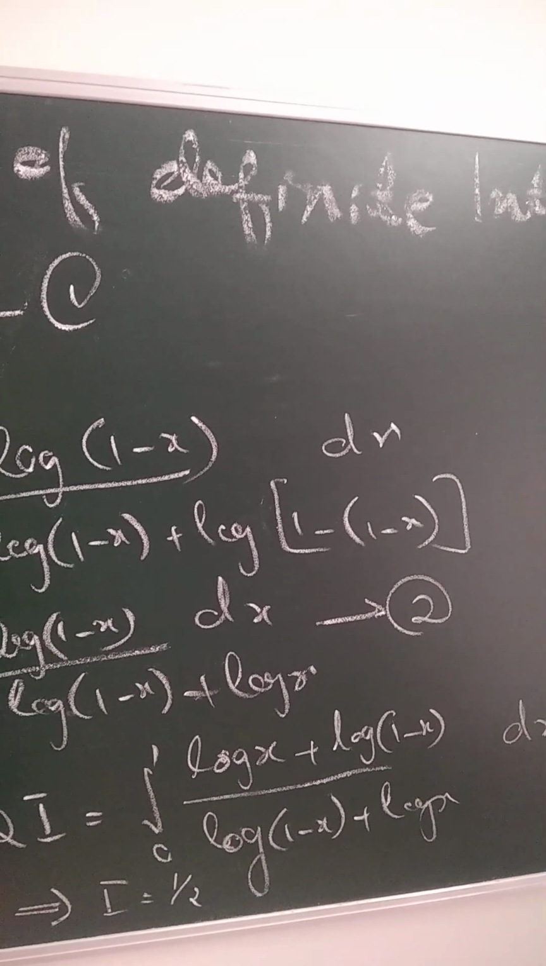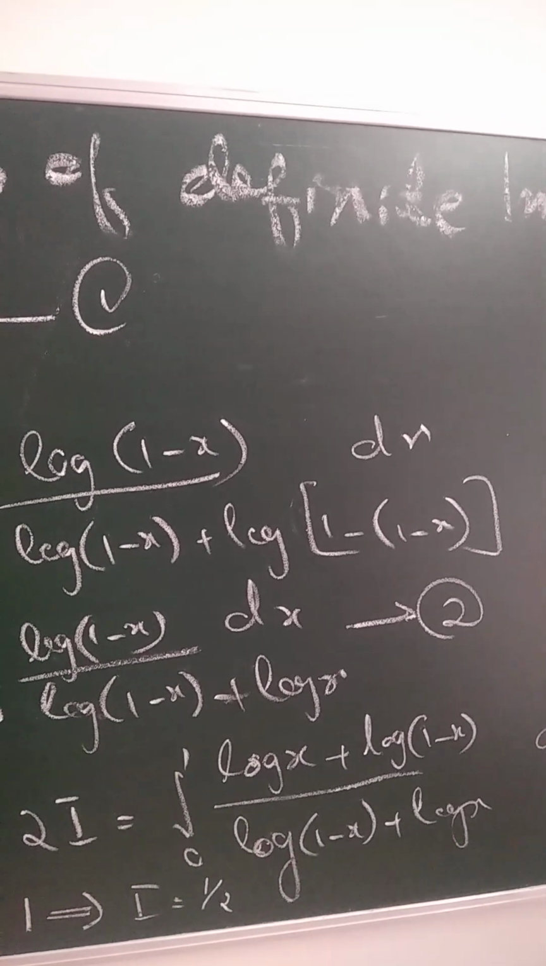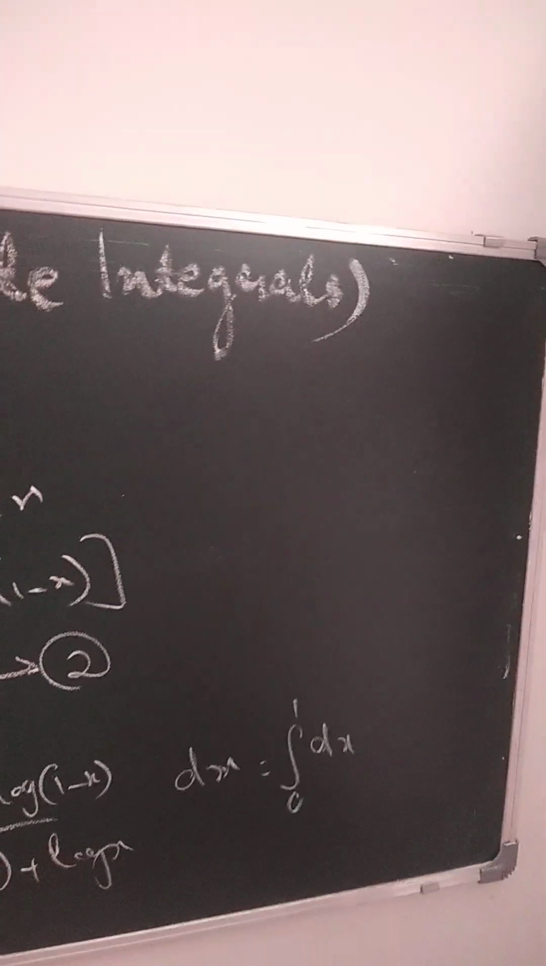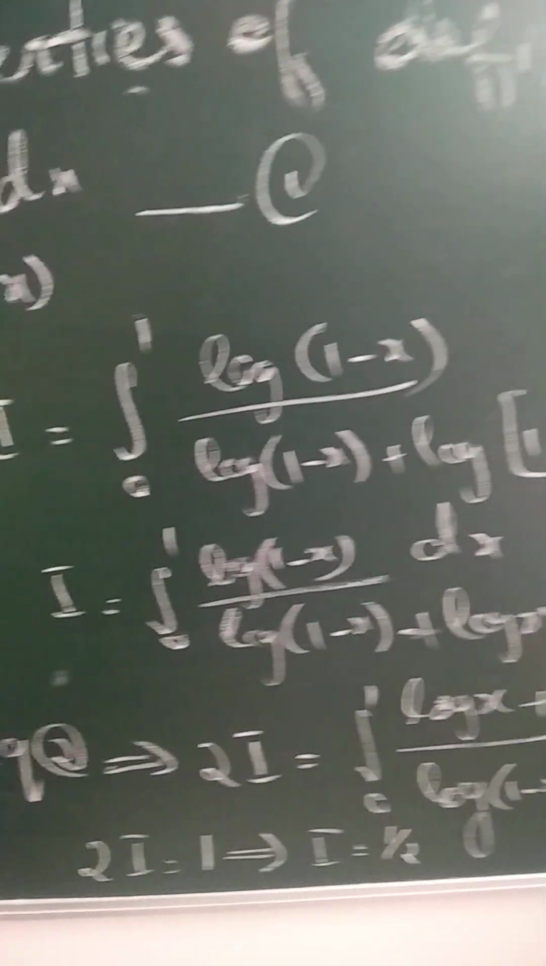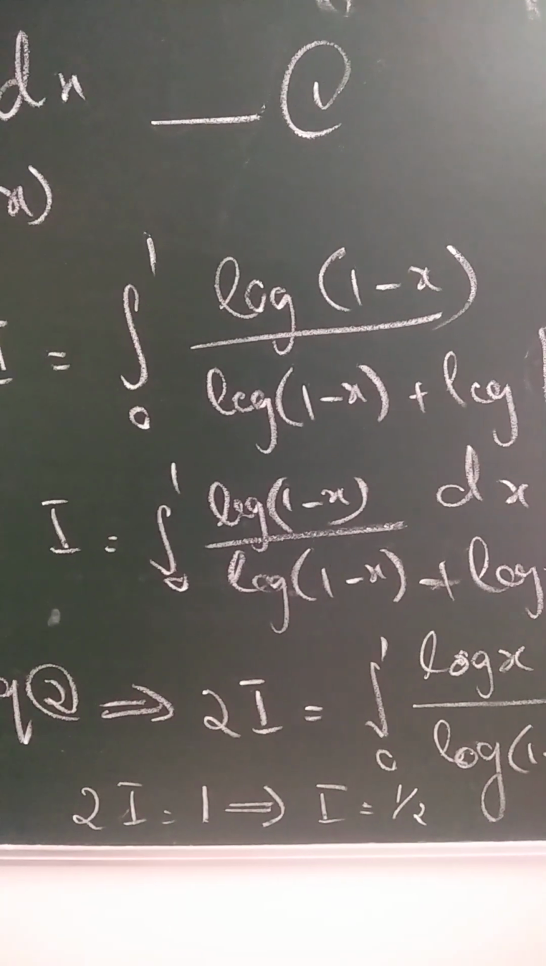What is the integral of dx? x, between the limits 0 and 1. Therefore, 2I is equal to 1, and I is equal to 1 by 2.